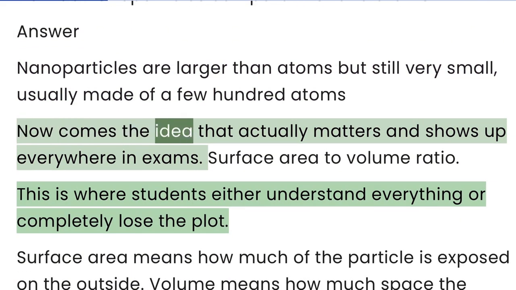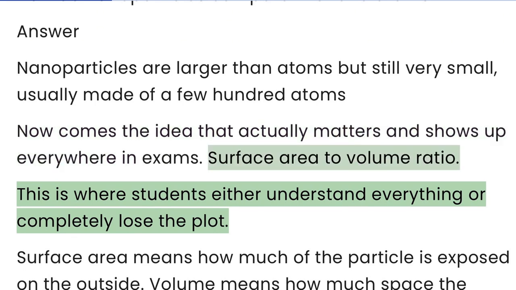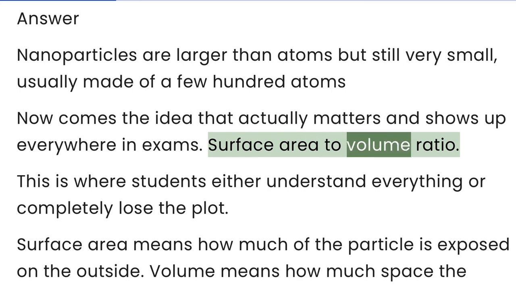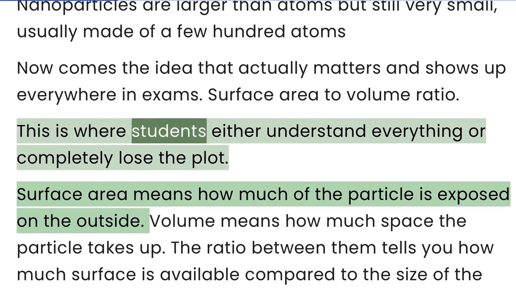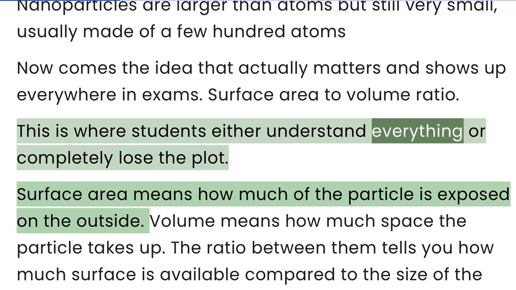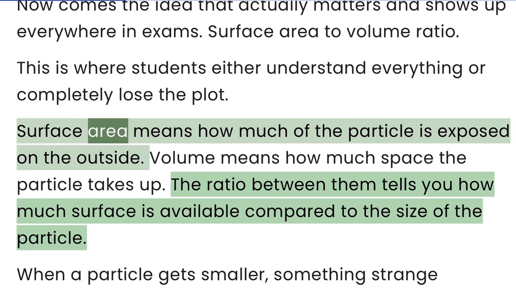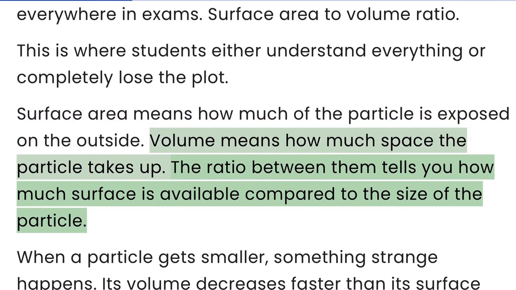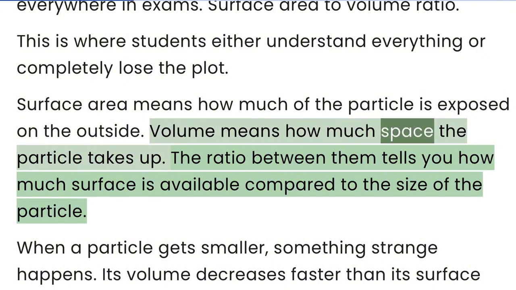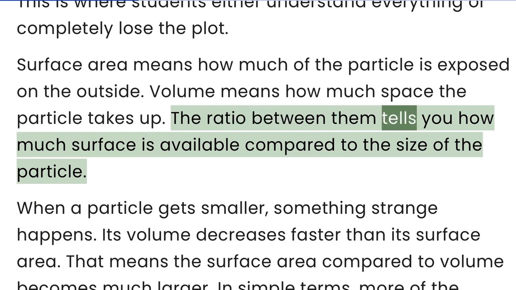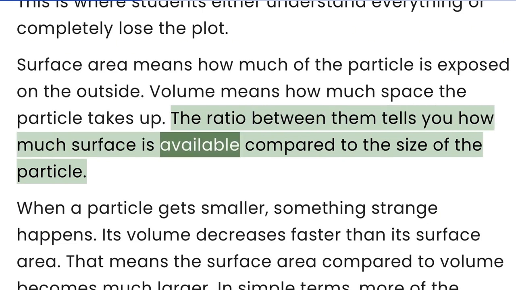Now comes the idea that actually matters and shows up everywhere in exams. Surface area to volume ratio. This is where students either understand everything or completely lose the plot. Surface area means how much of the particle is exposed on the outside. Volume means how much space the particle takes up. The ratio between them tells you how much surface is available compared to the size of the particle.